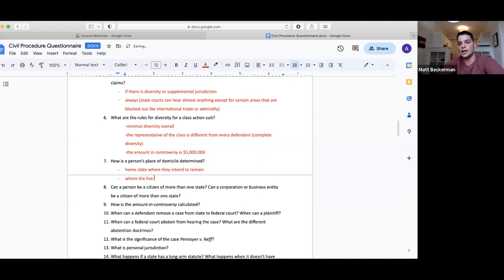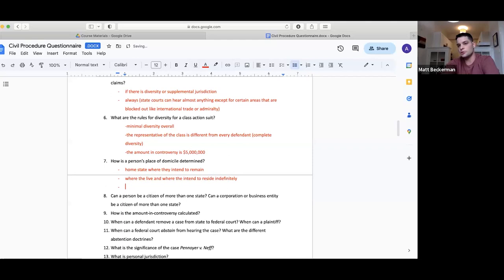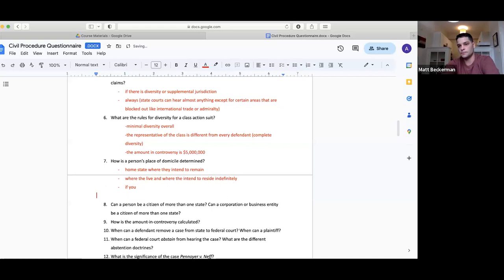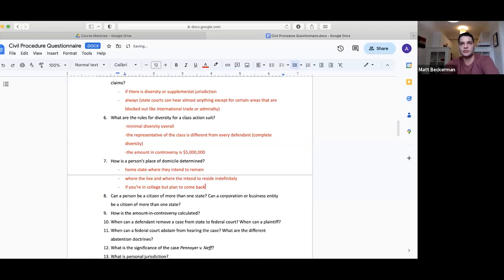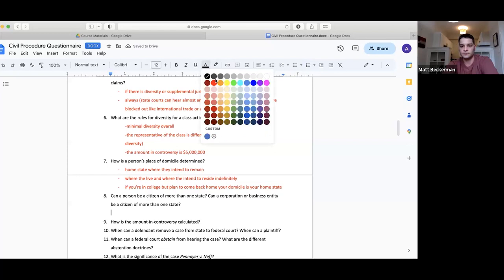So if you're at college, at FSU for 4 years, but you're from Georgia, and you don't plan to live in Florida after college, then your domicile is Georgia, even if you live in Florida for 4 years. Lots of college students' domicile just defaults to where they were born because they've never lived in another state, and their college is not their domicile. But if you have this subjective intent to reside there indefinitely and you can prove it somehow, then that place would be your domicile.